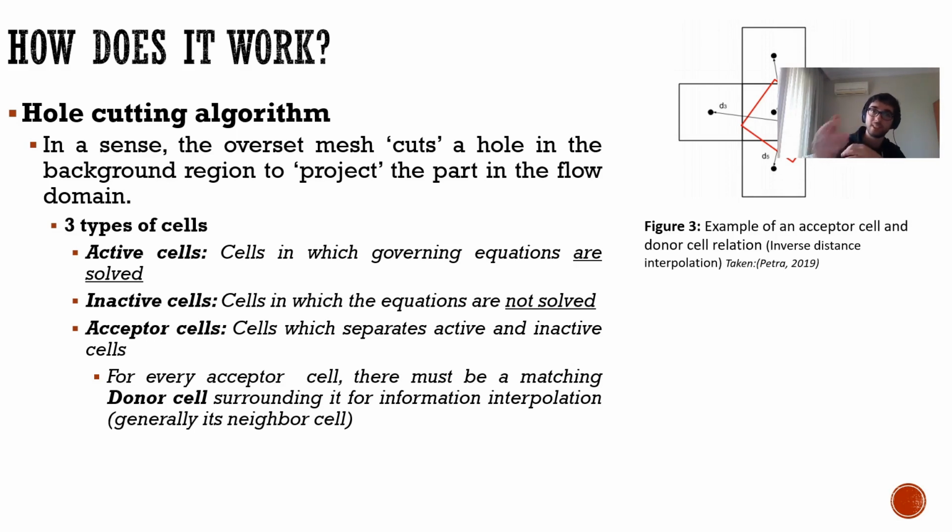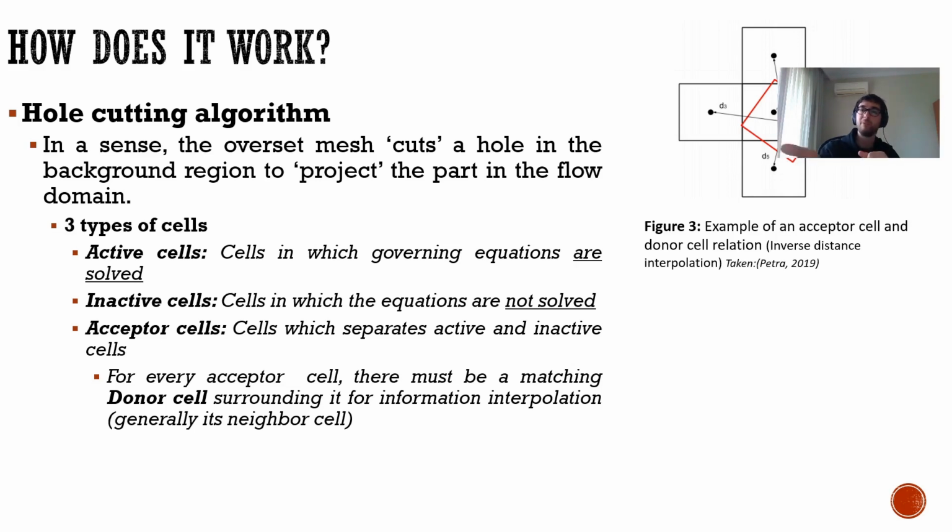All right, so once the interface is initialized, there will be three types of cells, which are active cells, where the governing equations are solved, such as the Navier-Stokes equations and energy and all that. And there will be inactive cells, where the equations are not solved. And the third type would be the acceptor cells, which are cells that separate active and inactive cells, and they allow the information transfer between the background and overset regions. And for every acceptor cell, there must be a matching donor cell surrounding it for information interpolation.